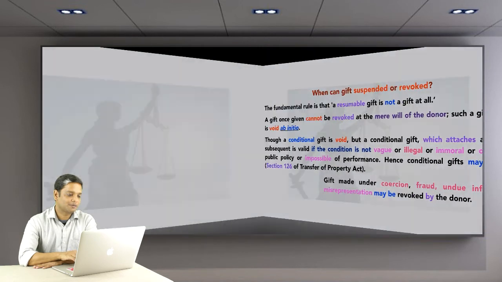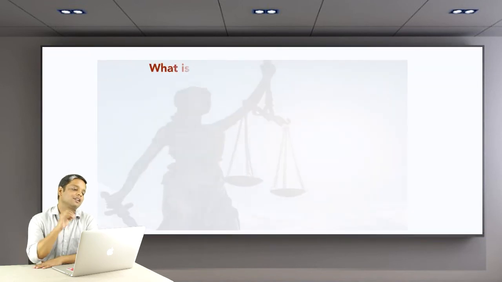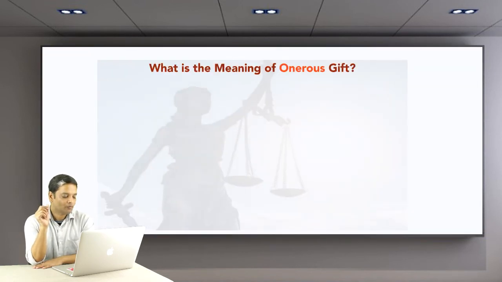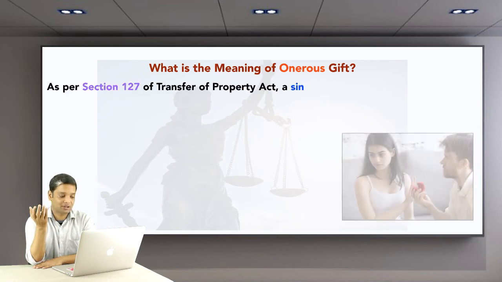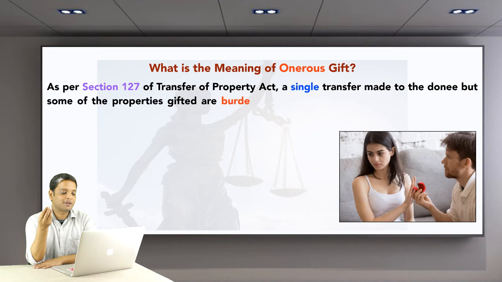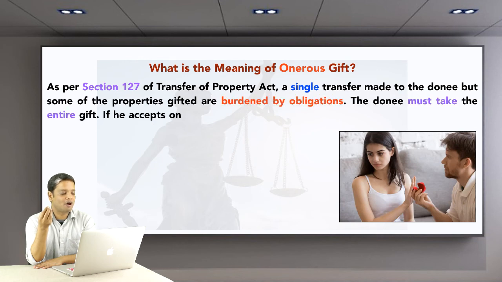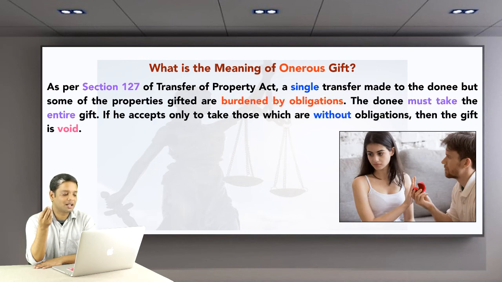Now the last topic of this video is, what is the meaning of onerous gift. As per Section 127 of the Transfer of Property Act, a single transfer is made to the donee, but some of the properties gifted are burdened by obligations. The donee must take the entire gift. If he accepts only those which are without obligations, then the gift is void.